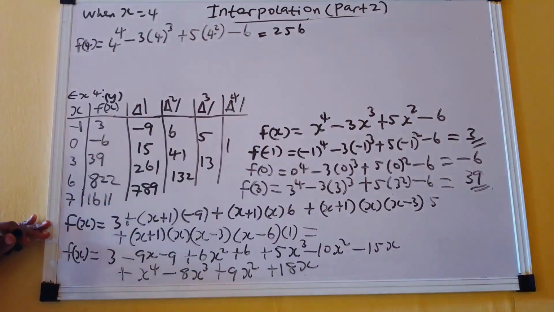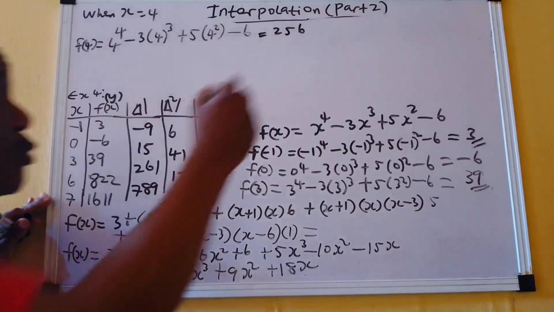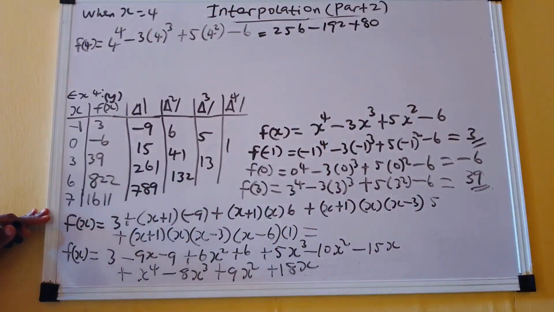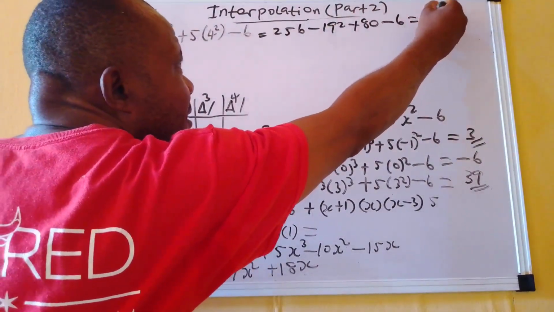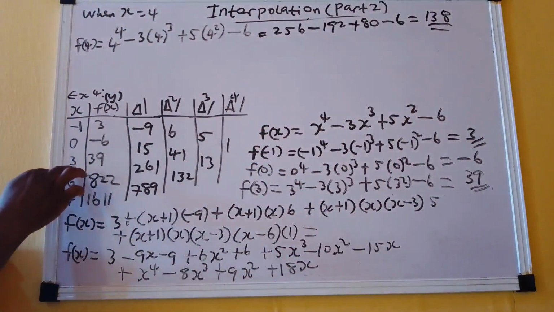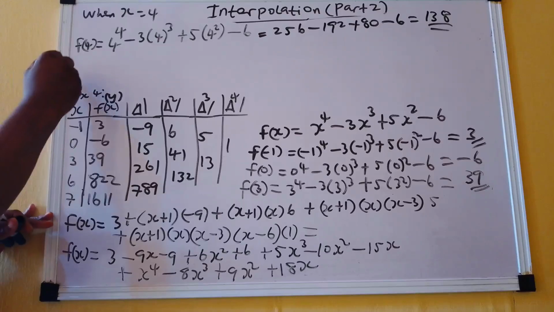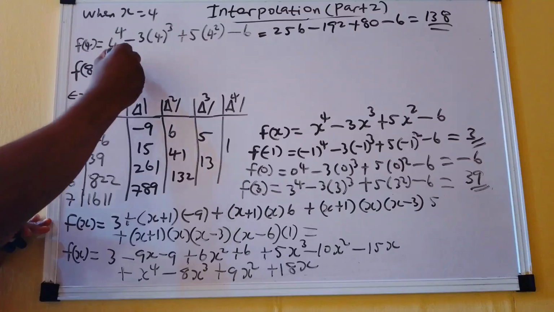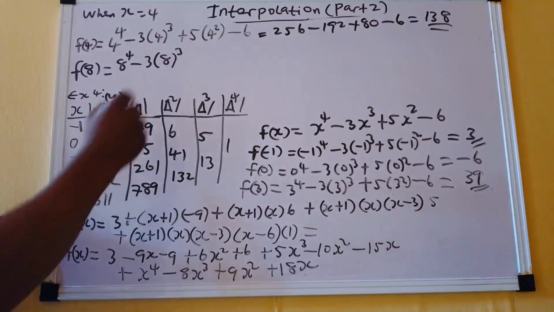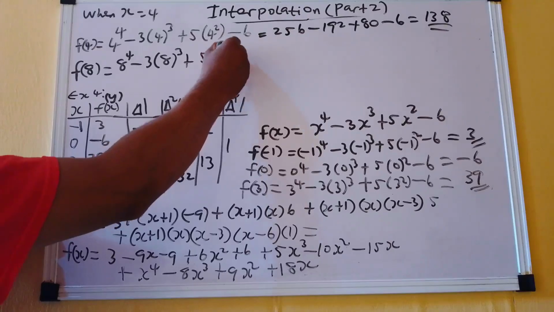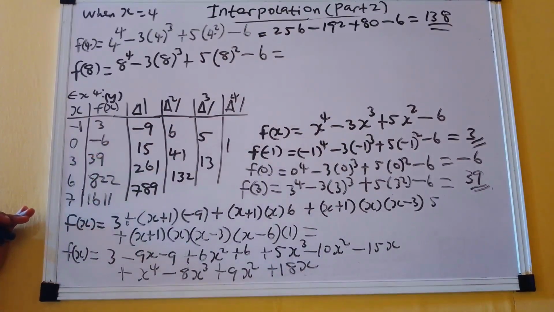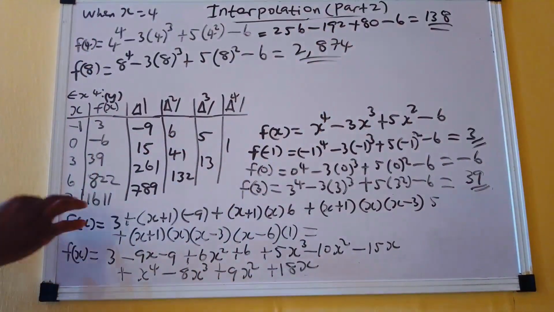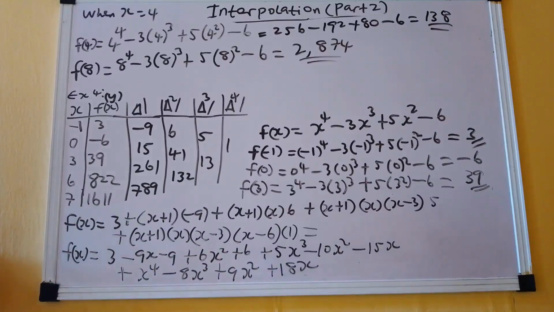256 minus 192 plus 80 minus 6. This is equal to 138. So you can see when x is equal to 4, f of x is 138. We can also try f of 8. We are predicting. So this will be 8 raised to the power 4 minus 3 into 8 raised to the power 3 plus 5 into 8 square minus 6. And when you have that, you are going to have 2,874, which is above 1,611 when x is 7.